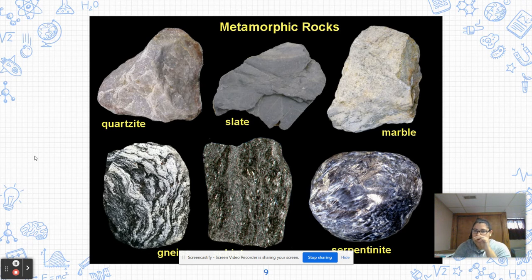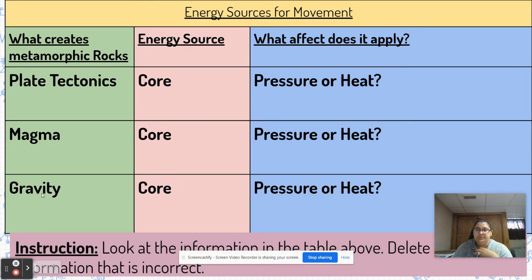Here are some examples. I don't know if you all have heard of quartz or slate, marble. These are all examples of metamorphic rock.